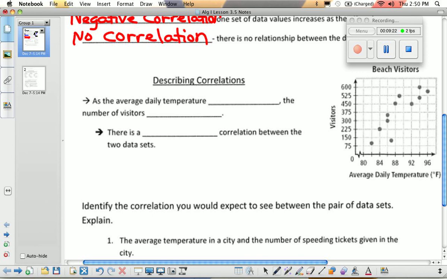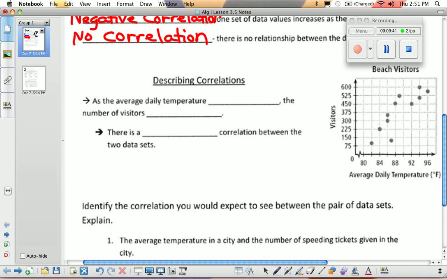What's that scatter plot about? You should be able to look at it right away and say, okay, it's about Hunter Beach visitors, the title of the graph. It's about beach visitors. What's it comparing? What are the two data sets? What is it comparing, Ricky? Visitors by average daily temperature.